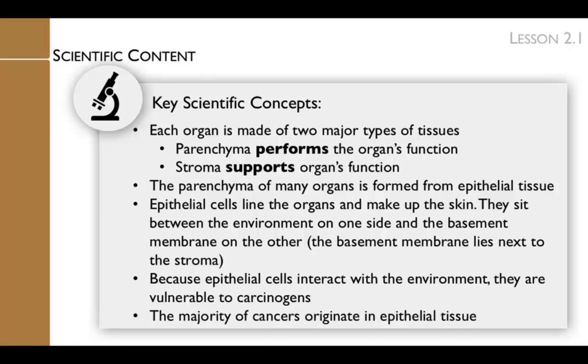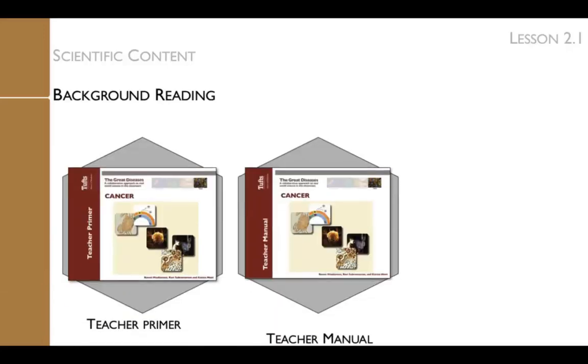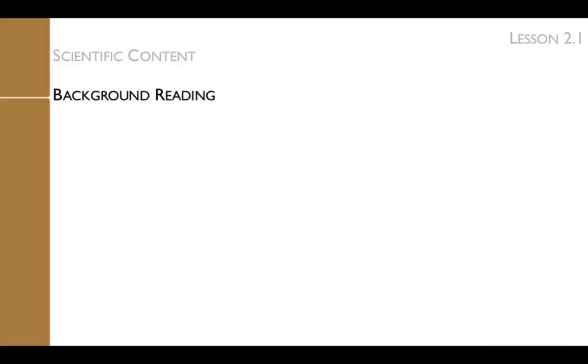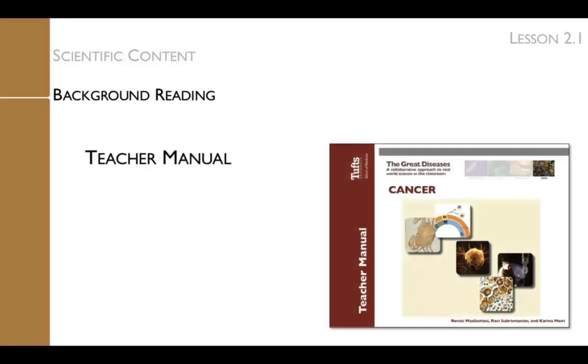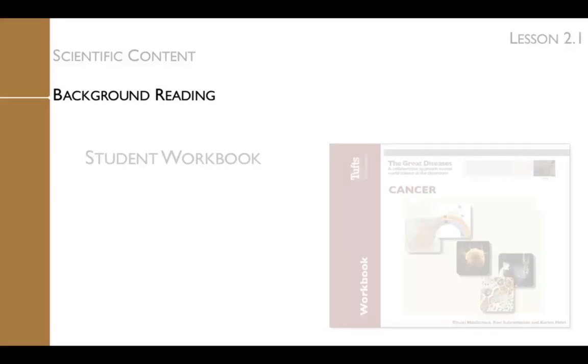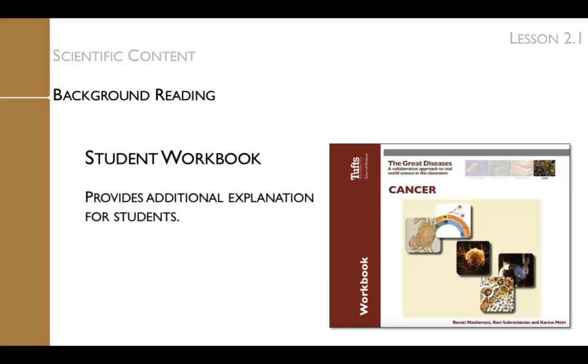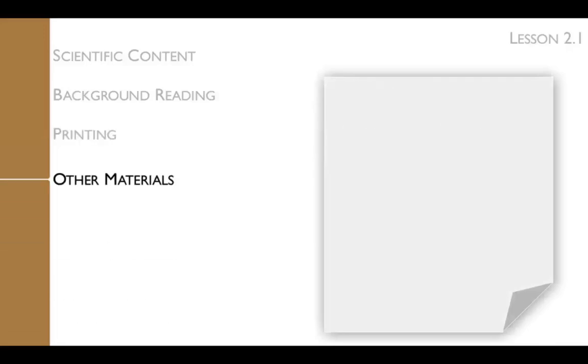You can review the scientific content in the background reading provided for you in the teacher primer, the teacher manual, and the student workbook. The teacher primer provides in-depth knowledge about the scientific content presented in this lesson. The teacher manual or lesson plan provides a minute-by-minute explanation of the lesson structure, and the student workbook provides additional explanation for students. Be sure to print the lesson worksheet and the homework worksheet. You will also need the homework video, which can be found in the Lesson 2.1 PowerPoint.